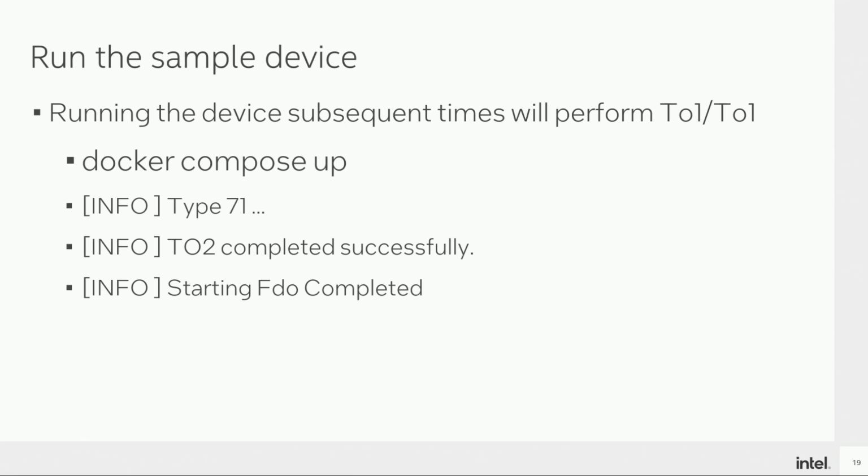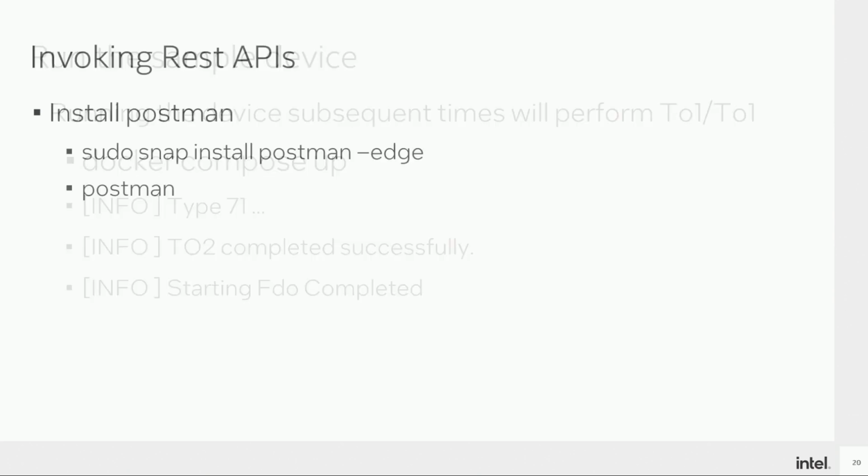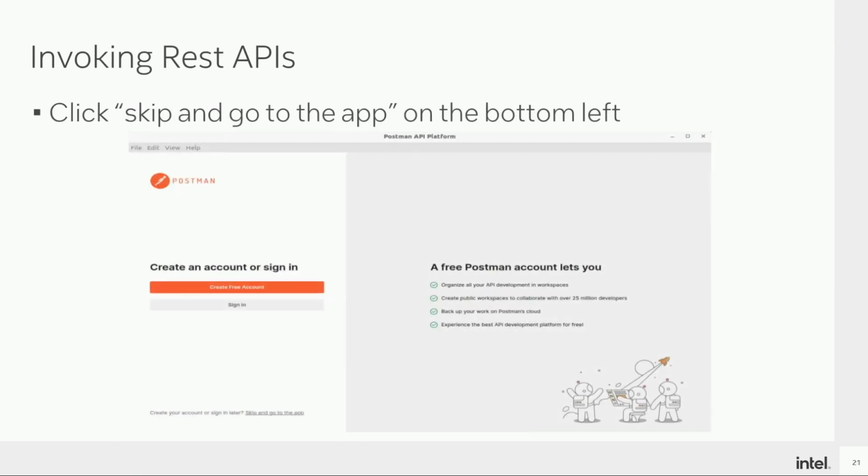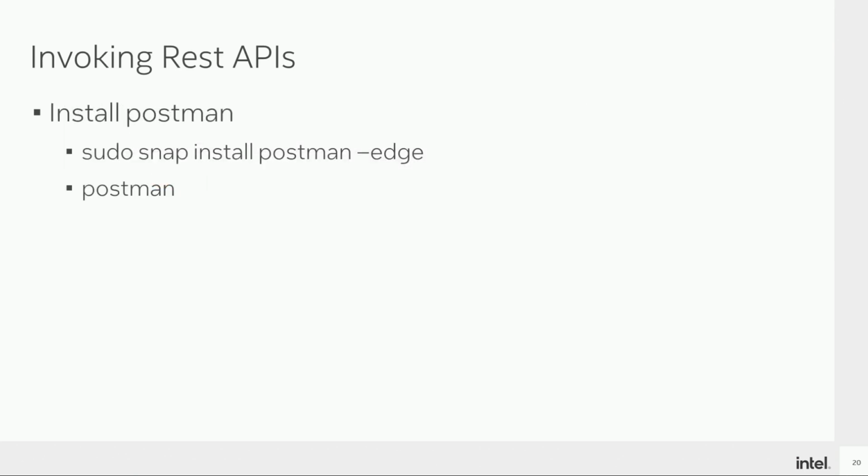TO1 and TO0 are rendezvous protocols. And then TO2 is the main protocol between the device and ownership servers. There are APIs that we have. One tool you can use, you can run all the APIs from the command line using curl, wget, whatever your favorite command line utility is for invoking REST APIs.